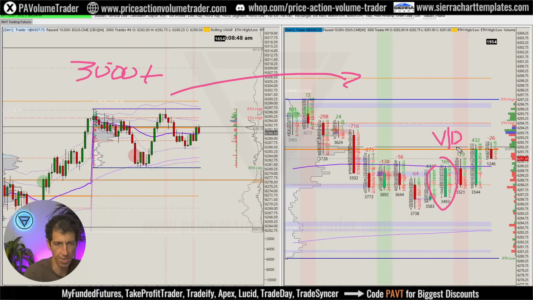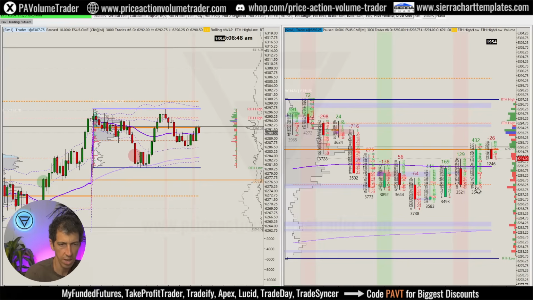So with this footprint, we're going to use it to identify all the deltas and the volumes. Delta is going to be the difference between aggressive executed buy orders minus executed sell orders. So positive delta means more buying pressure, negative delta more selling pressure.